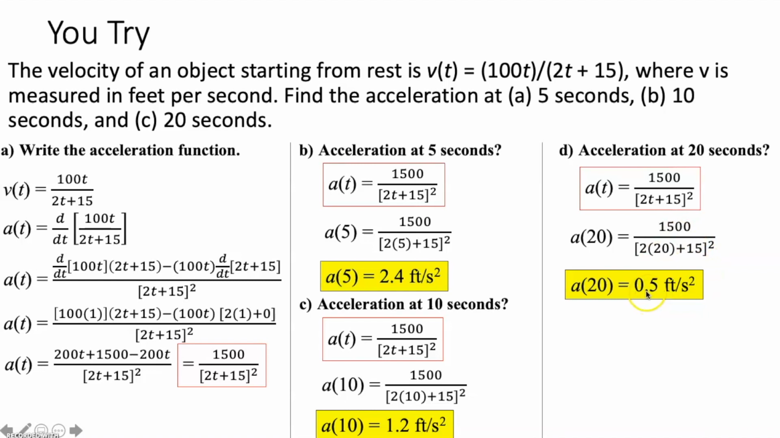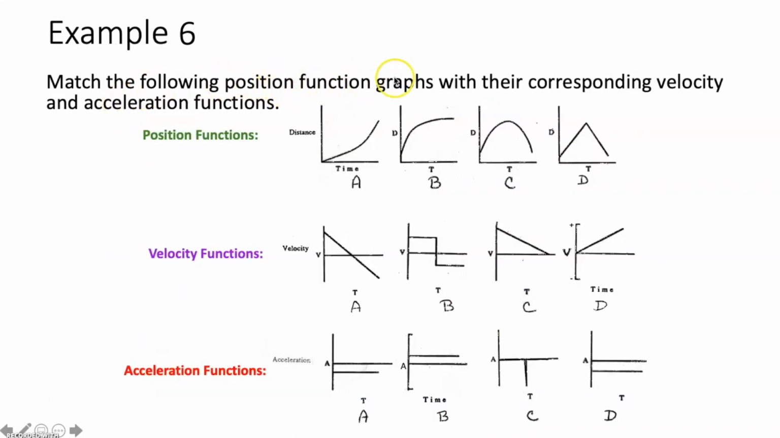We simplify and we end up getting 0.5 feet per second squared, meaning the acceleration is decreasing as your time increases. Now, example 6 says match the following position function graphs to their corresponding velocity and acceleration functions. So we've done this before, except this time now we have position, velocity, and acceleration. We have all three of these functions. So let's start with our position function.